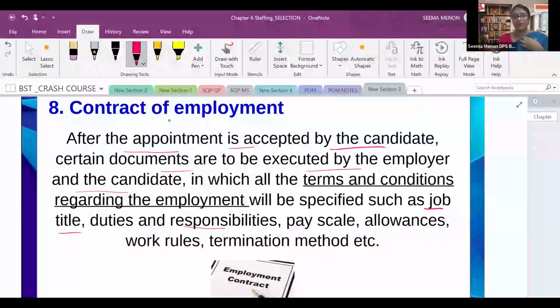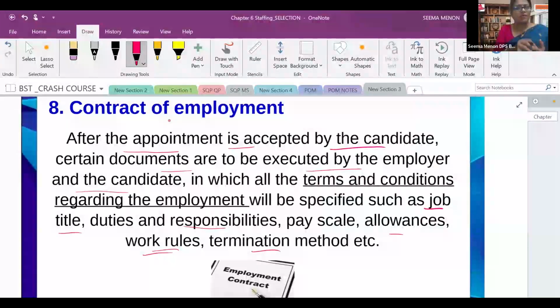Pay scale: what are his payment scales, his salary, increment, etc. All that pay scale. What are the allowances he will be getting other than his salary? Work rules: what is the work time? At what time they have to report in the morning, afternoon, whether it is 6 hours, 8 hours, 10 hours, 12 hours, all that will be mentioned. Leave rules will be coming there. Then their increment, everything will be mentioned in the work rules, to whom they have to report, etc. Termination method: at what situation or under which case they will be terminated.